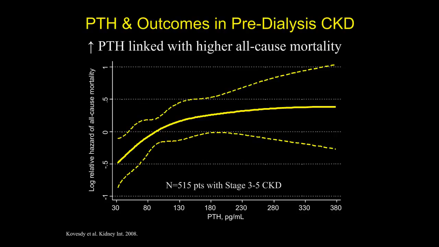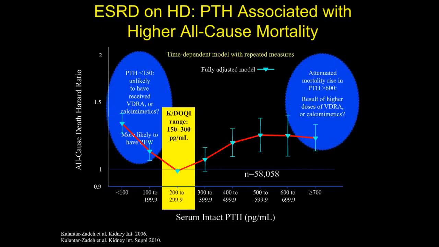As I mentioned, there is an association of parathyroid hormone with outcomes, and it is shown here in patients prior to dialysis. You can see that the higher the parathyroid hormone concentration is, the greater the risk of all-cause mortality. This is looking at dialysis patients. Again, Dr. Martin showed you the range of 150 to 300, which was the K/DOQI range. And some of that was determined based on data like this, but you can see as the parathyroid hormone level gets above 300 picograms per milliliter, you can see an increase in mortality.